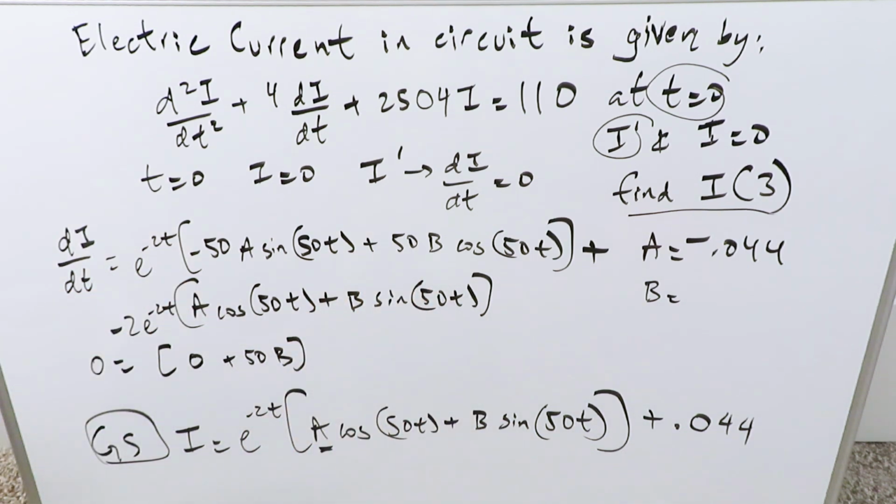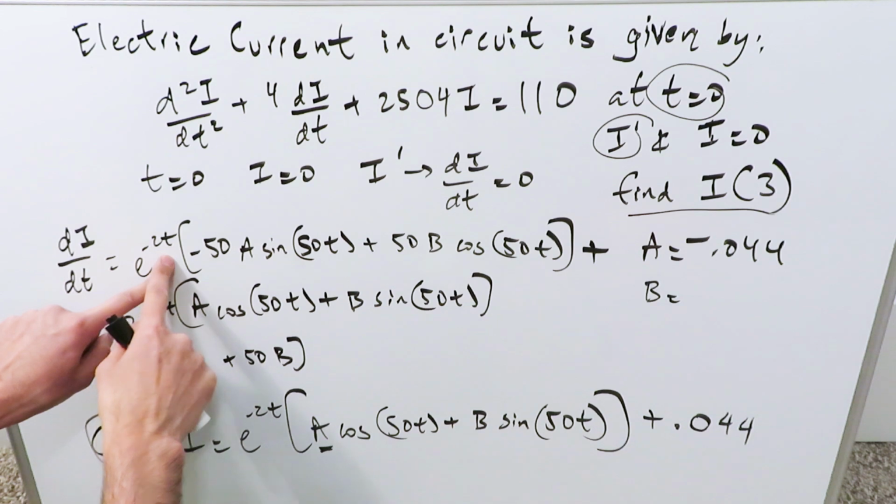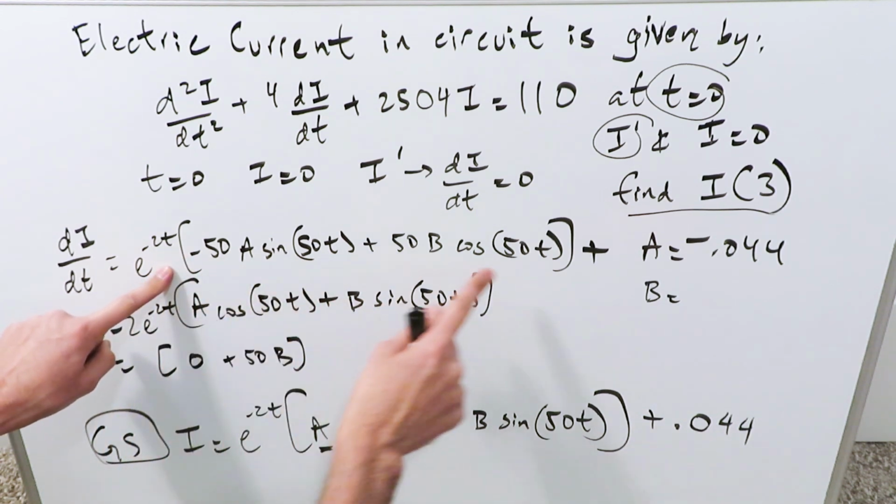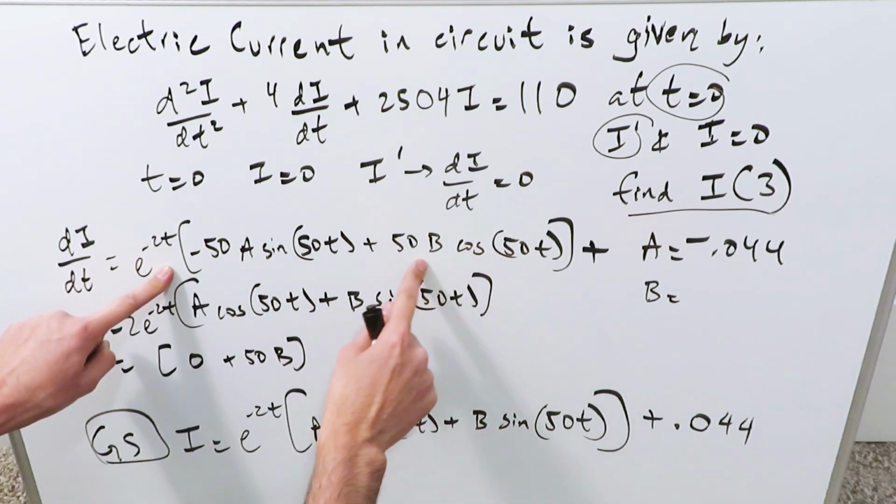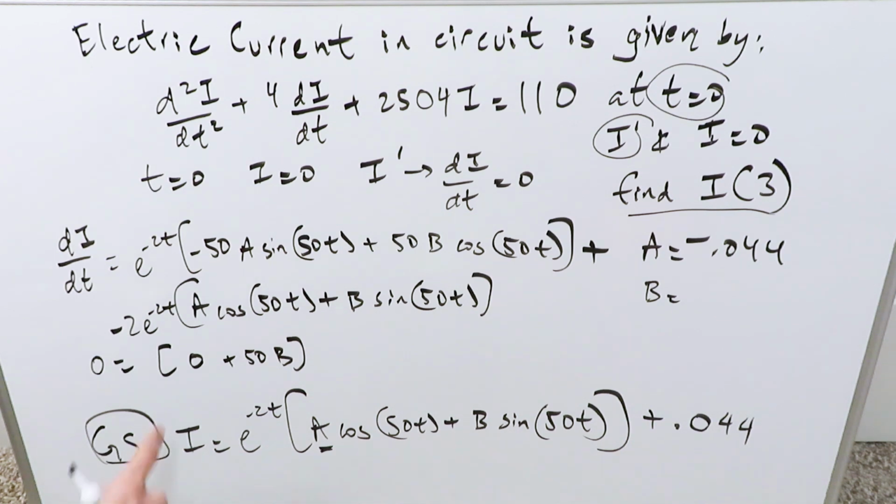You have to put t as 0. T of 0, this becomes a 1. T of 0, this zeroes out. T of 0, cosine of 0 is a 1. This is a 50b. Come down over here.